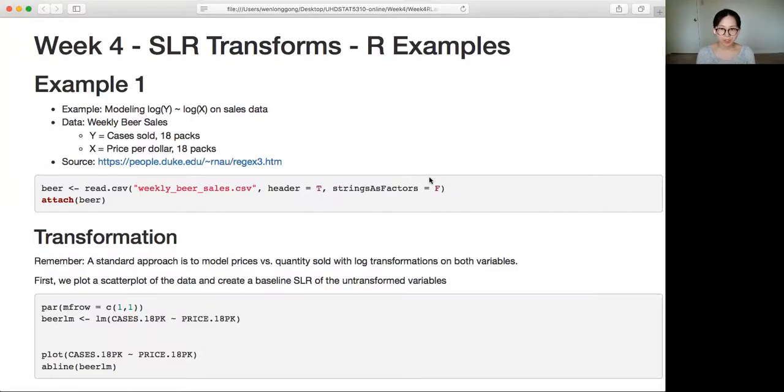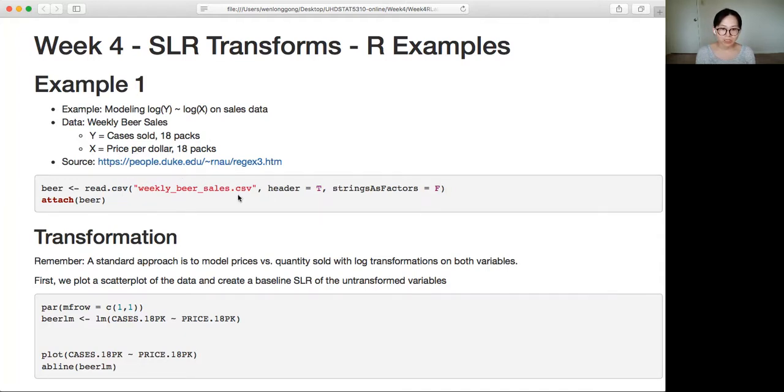Okay, let's do our example for the log-log transformation to show you the difference comparing to the original model. And here we go with the data, which I adapted from a professor at Duke University, and this is the source. We are doing a linear regression model for weekly beer sales, with Y being the cases sold for 18 packs, and X being the price per dollar.